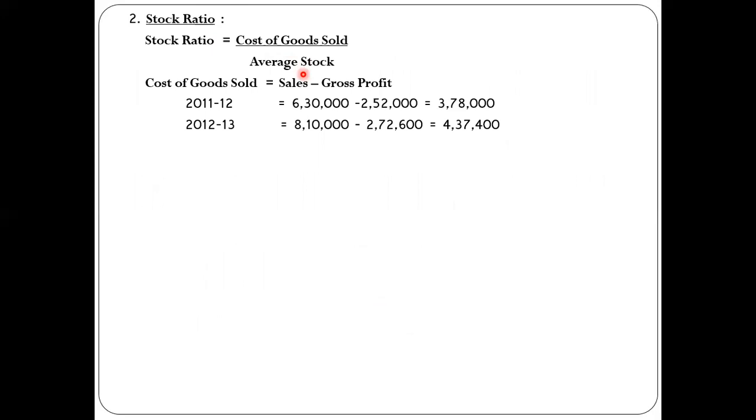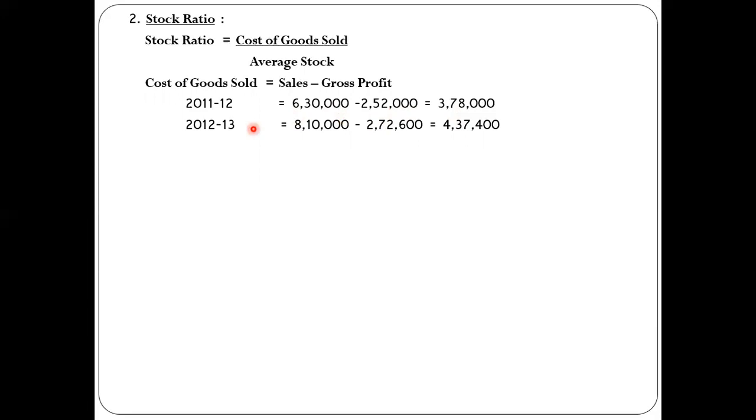Here cost of goods sold is not given, so we have to find out cost of goods sold for both the years. But here the purchases, opening stock and closing stock are not mentioned. Closing stock we have, but purchases we don't have, so we can't use the previous formula. We have to find the cost of goods sold with another formula, that is sales minus gross profit, because we have both amounts. For 2011-12, our sales were 6,30,000 and our gross profit is 2,52,000. So we get the answer 3,78,000.